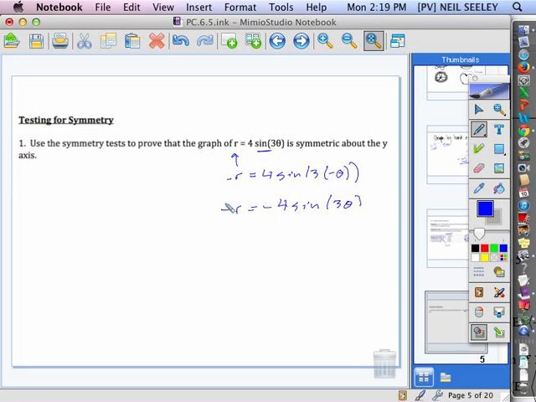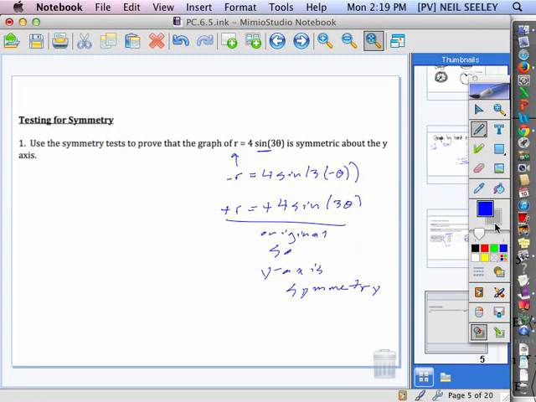Then what do you guys know about if there are negatives on both sides of an equation? They cancel. Or you can think of it as dividing both sides by -1. So these are gone, gone. We have the original. So we know this. So we've proven there's y-axis symmetry if you put those given values in.